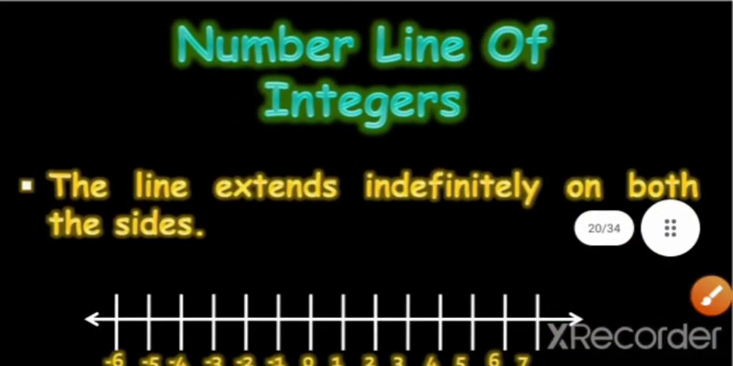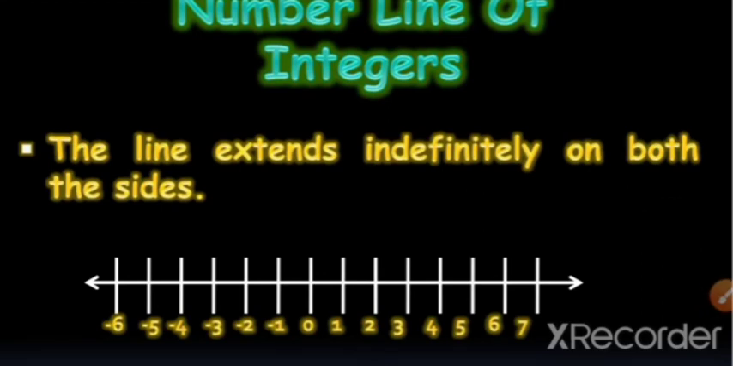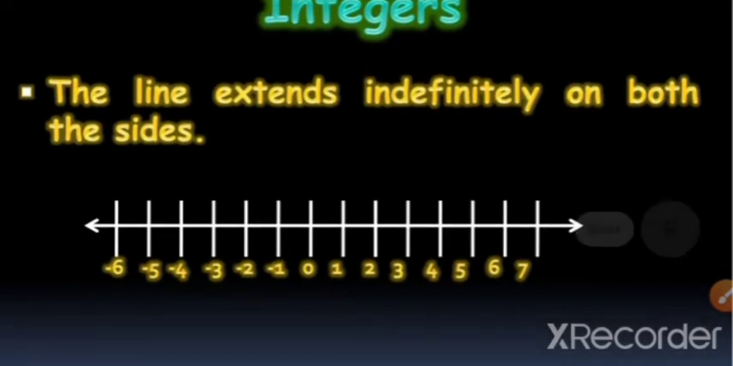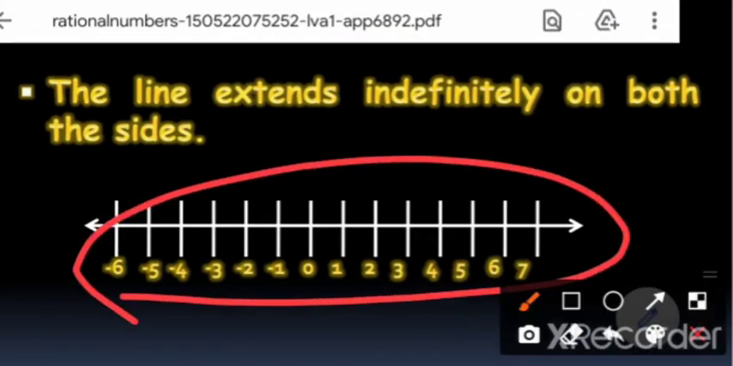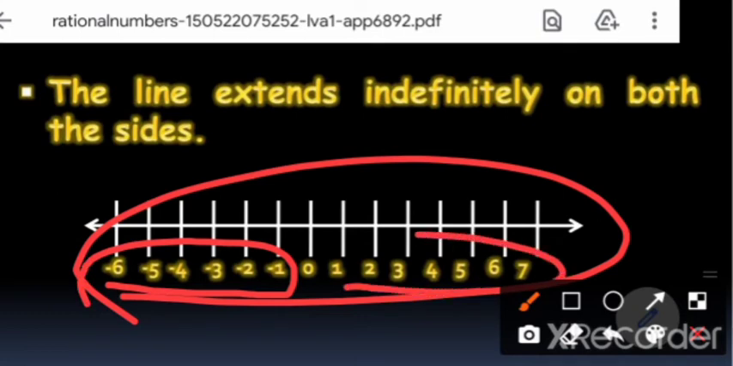Next is the number line representation of integers. Integers include negative numbers, positive numbers and zero, so you can take all numbers on the same number line. The number line is this: -6, -5, -4, -3, -2, -1, 0 and 1 to 7. A negative number is also an integer, a positive number is also an integer, and zero is included in the integers.